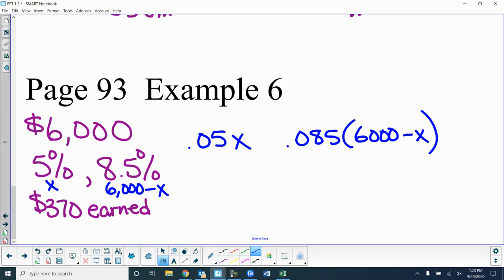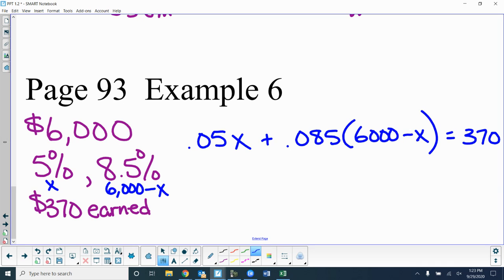To get the total earned, what am I going to do with those two answers? When we say total, we do? Add. And we know the total is 370. So there's my equation for this. Then you just solve the equation. Questions on the setup? One's always X. One's always the total minus X. Change the percents to decimals, multiply them, add them, equals the interest earned.